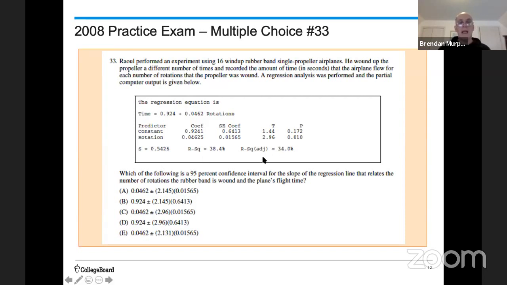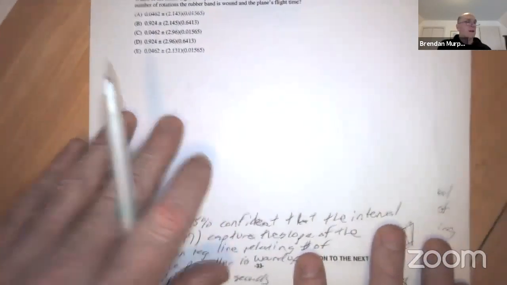Which of the following is a 95% confidence interval for the slope of the regression line? So again, I said earlier that most of us consider the slope the more important of the two, between my slope here and my y-intercept. That relates the number of rotations the rubber band is wound to the plane's flight time. So let's go do the problem out. Same problem here.